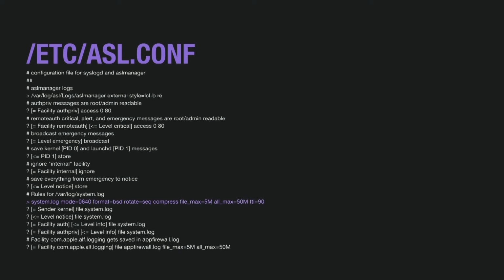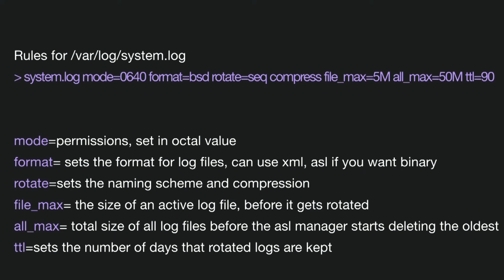/etc/asl.conf. Now there's a lot going on here. I know you can't read this, but this line in purple will blow up on the next slide because that's the retention policy. So hopefully you can see that a little bit better. And it'll say right above it, rules for /var/log/system.log. So underneath, I've sort of got the keywords and what it actually means.